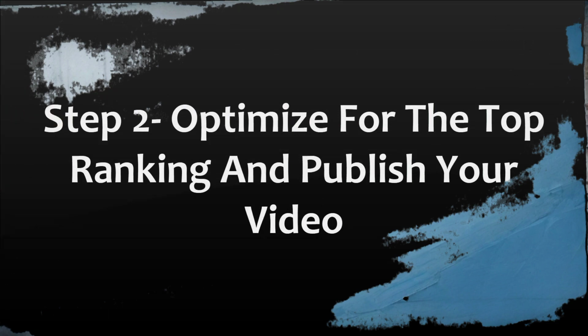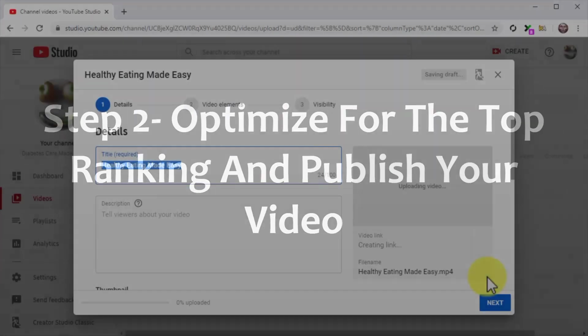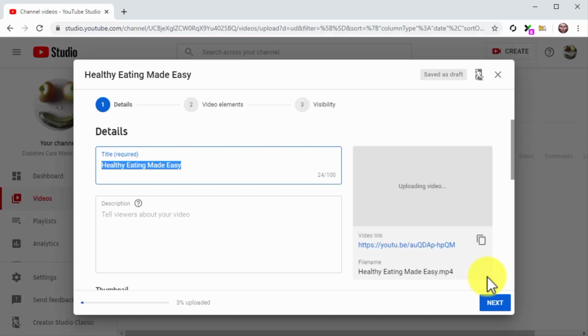Step number 2. Optimize for the top ranking and publish your video. Now that your video is uploading, you can start optimizing it. The optimizations we're about to show you differ from the optimizations we applied when we set up the first sales video, because the goal now is to compete for the top ranking on the top page by laser targeting some search terms. Let's start with the video title.